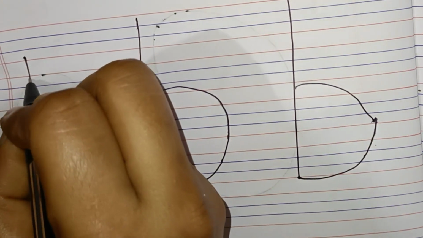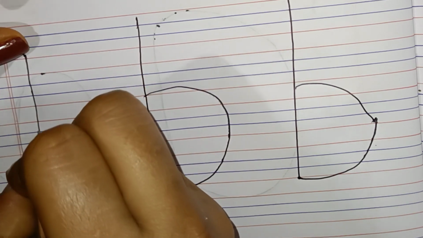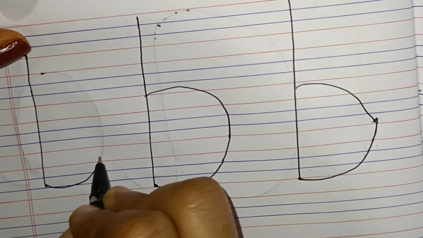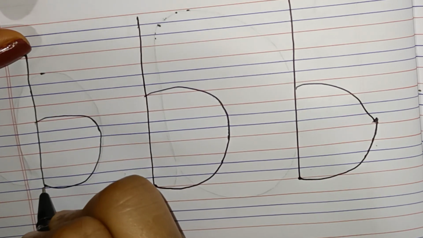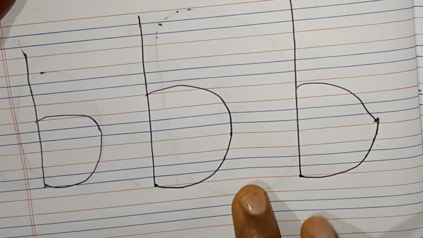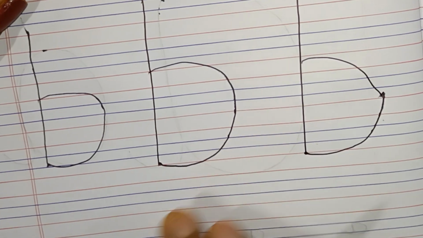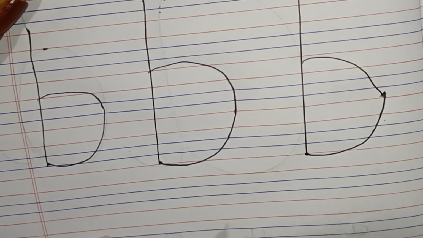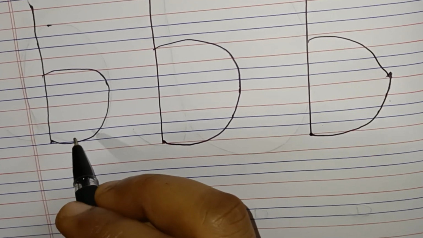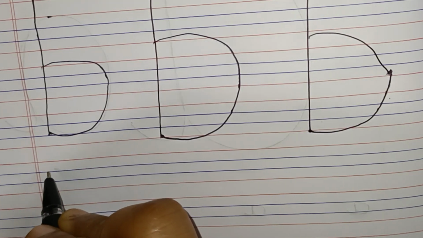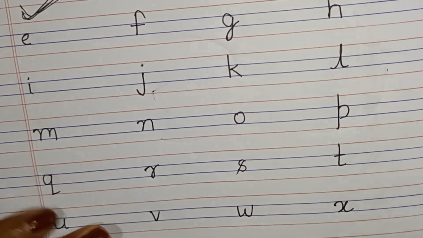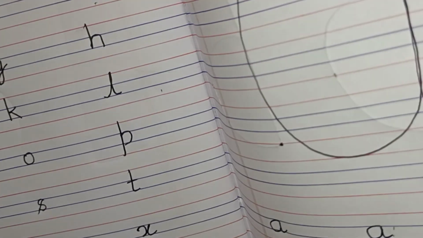One more time we'll see. First we'll make one standing line, and after that we'll make one curve by starting from the down part of this standing line. Okay, so this is a small b, and after knowing the pattern of small b, now it's time to know how we can write b in these 4 lines. Okay, so let's see how we can write b. So first of all, when we were writing a, at that time we were following only 2 lines.